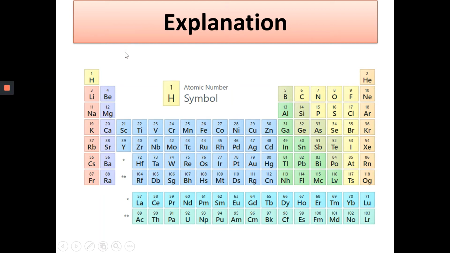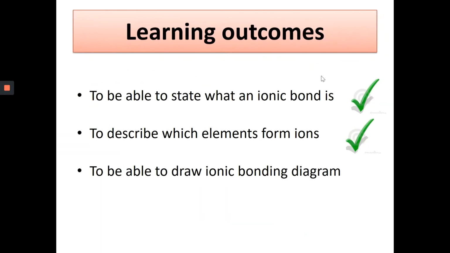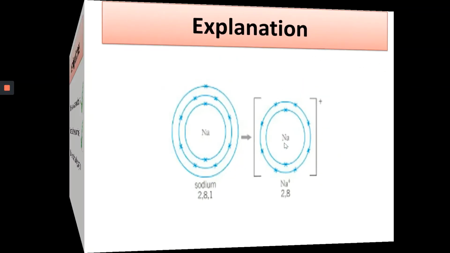Now, ionic bonds always form between metals and non-metals. Groups 1 to 3 will form a positive ion, and they're the metals, whereas the non-metals over here, groups 5 to 7, tend to form a negative ion. So let's look at this in practice. We've achieved those first 2 objectives there, so let's look at an example.